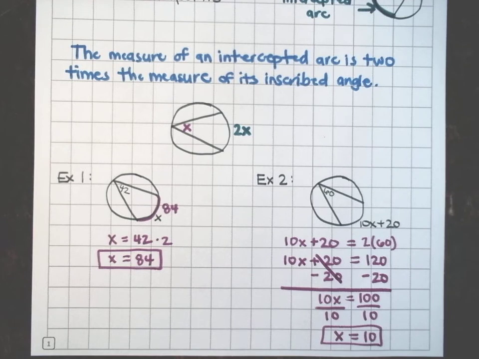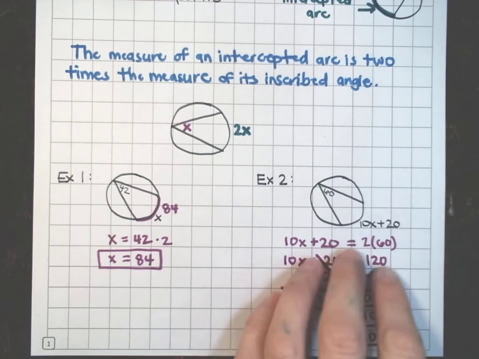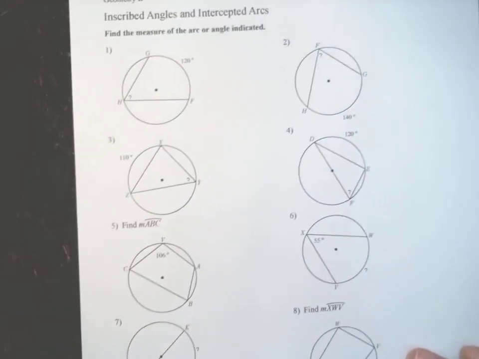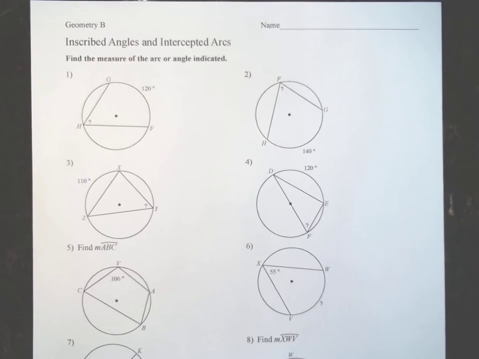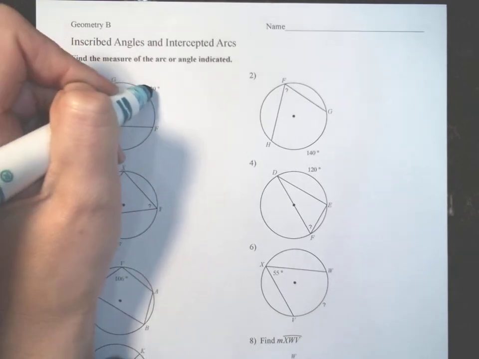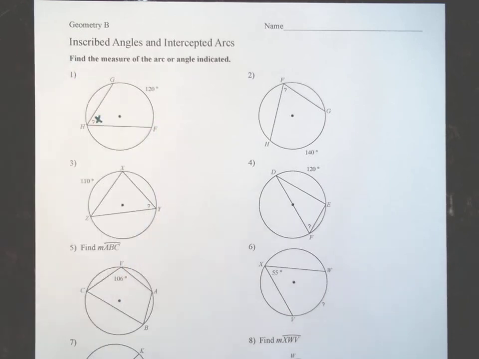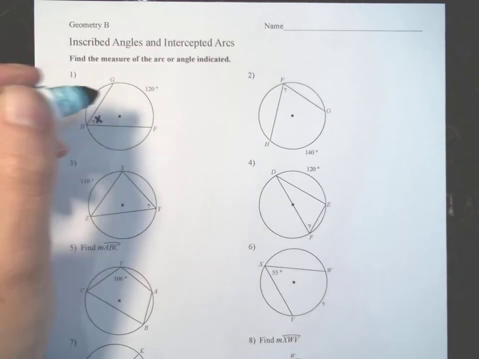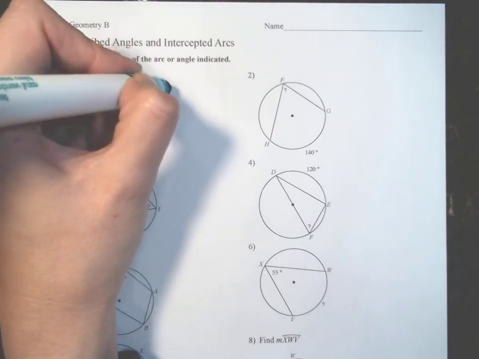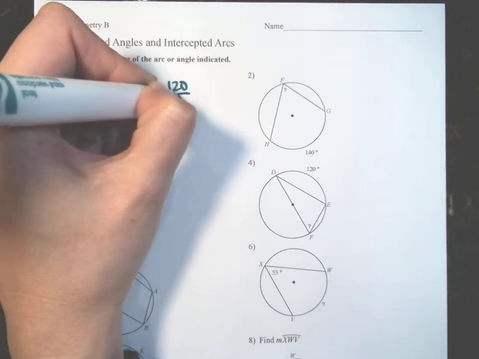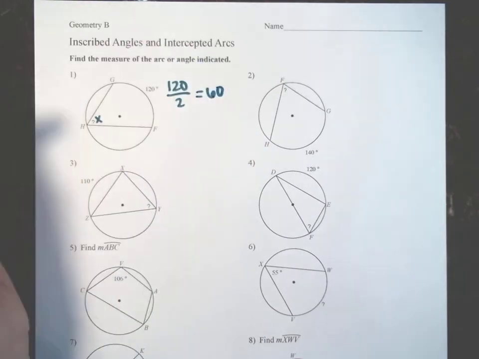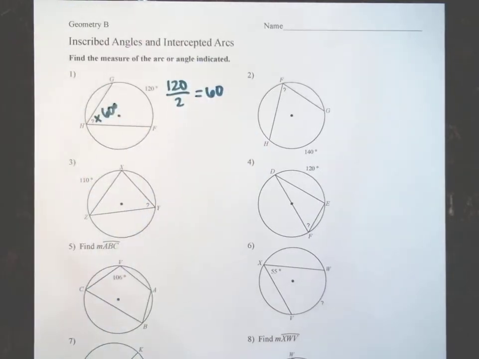Let's look at your inscribed angle and intercepted arc assignment. Okay, so we know that the arc is 120 and we want to find x. So we know that x is half of that. So we would just want to take 120, divide by 2, equals 60. And so this is 60 degrees.